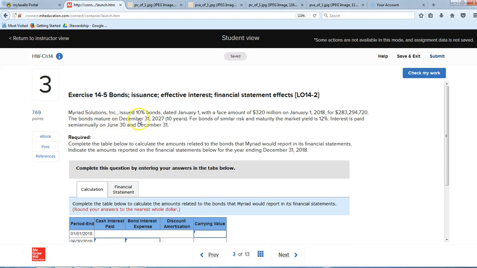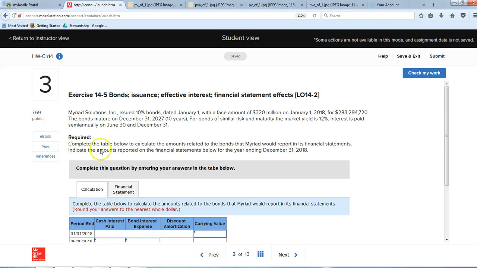The bonds mature on December 31st, 2027, 10 years. For bonds of similar risk and maturity, the market yield is 12%. Interest is paid semi-annually on June 30th and December 31st.